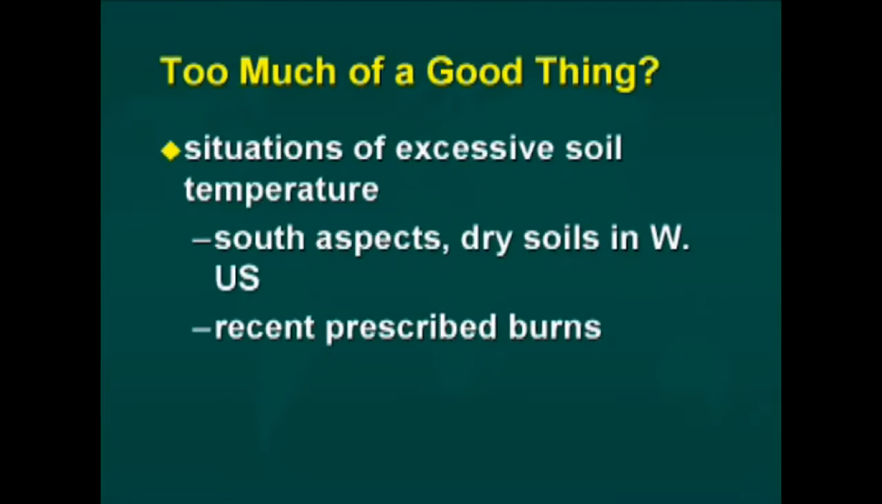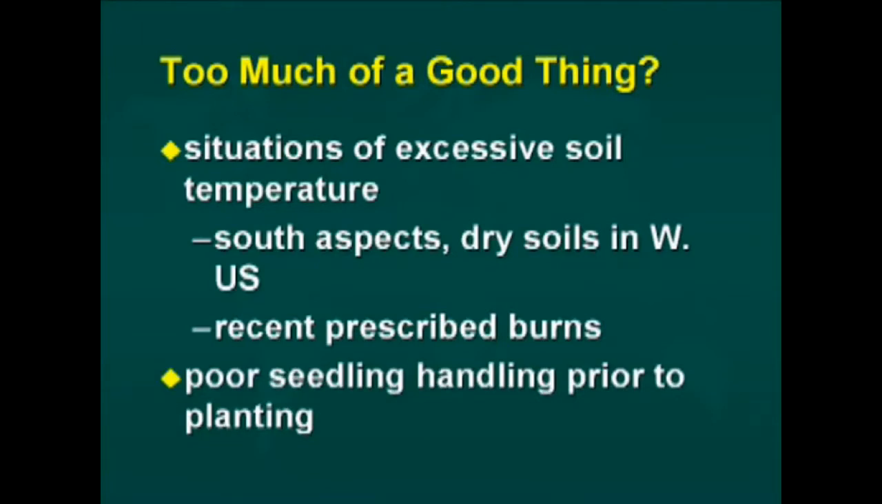And in some extreme cases, they've actually built these little shade houses, little A-frames to put over seedlings to protect them from the direct radiation. Those are extreme sites, and those are difficult to plant. But excessive soil temperature in those cases is somewhat problematic. It's not only too much, but there's also too little.